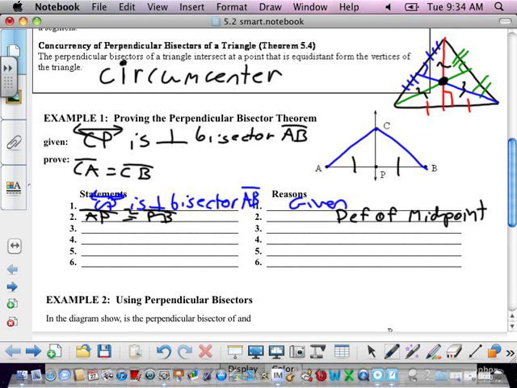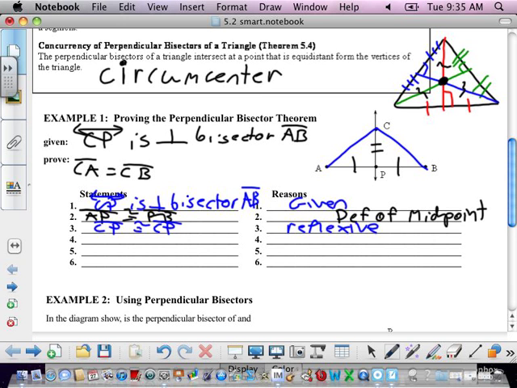Okay, so let's look. Does anybody see 2 triangles here? Yeah. Do we have anything in there that could possibly be reflexive? Yes. What? CP. CP is congruent to CP by reflexive. So if we now have CP is congruent to CP, we need another angle or another side.